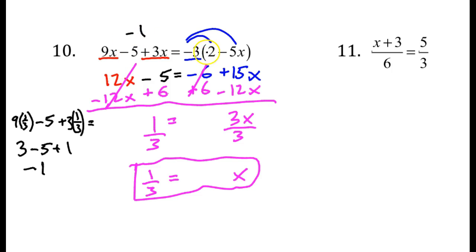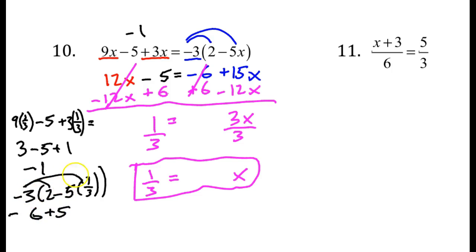Now let's plug 1/3 into the right-hand side. So I have -3 times 2 minus 5 times 1/3. Alright, so let's do some distributive property. I'm going to get -6. And when I multiply here, it's going to cancel out the 1/3. 3 times 1/3 is 1. Negative times negative is positive. So positive 5. Basically, the 3 and the 1/3 canceled out. So I get -1 on the right-hand side as well. Both sides equal -1.